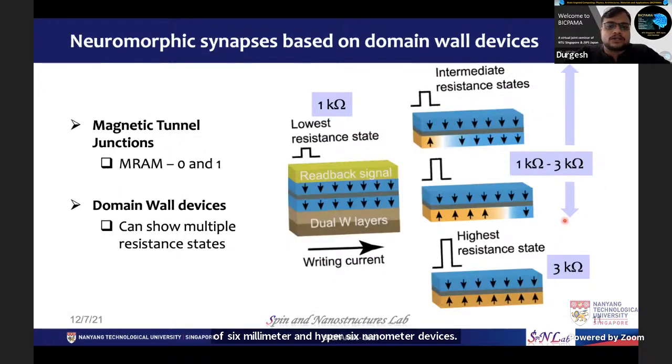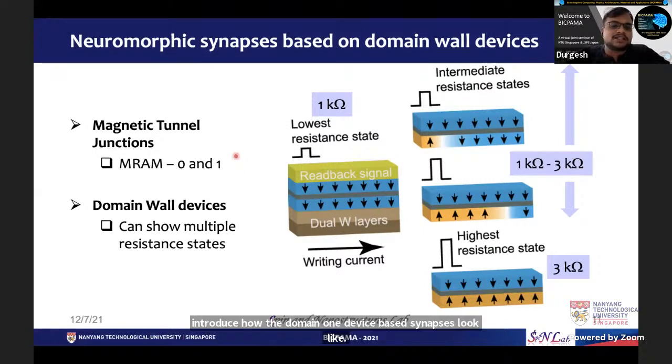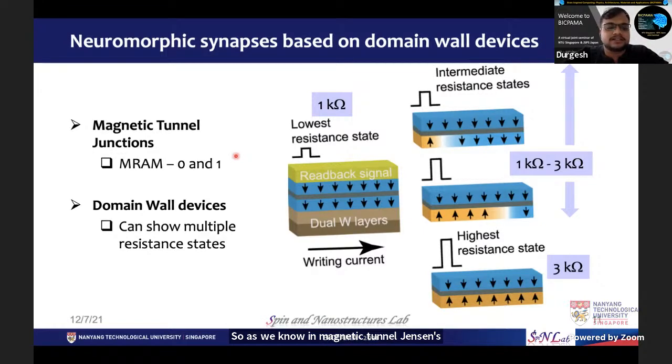Owing to such low current density and hence energy consumption in our devices, we also studied them as synaptic devices. But before, I would like to briefly introduce how domain wall device-based synapses look. As we know, in magnetic tunnel junction devices, we can get 0 and 1 state depending on the magnetization configuration, either in parallel or anti-parallel direction. However, in domain wall magnetic tunnel junction devices, we can stop the domain wall at intermediate positions, and hence we can get intermediate resistances compared to the lowest resistance state and highest resistance state. But domain wall motion is stochastic in nature, and it is very difficult to control the specific position.